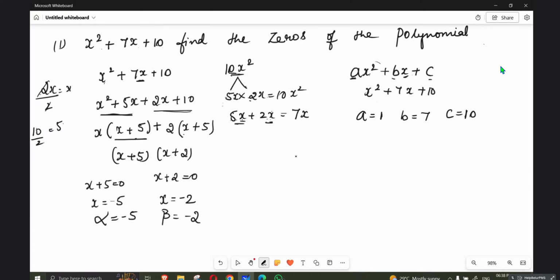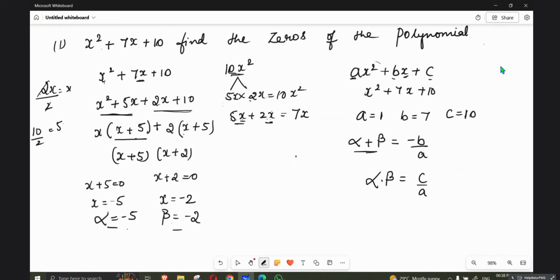Okay, and we have the relation: alpha plus beta, whatever alpha and beta you get, is equal to -b/a, and alpha into beta will be equal to c/a. Now we will try to verify that. That is, find alpha plus beta, then find -b/a, and check whether they are equal or not.